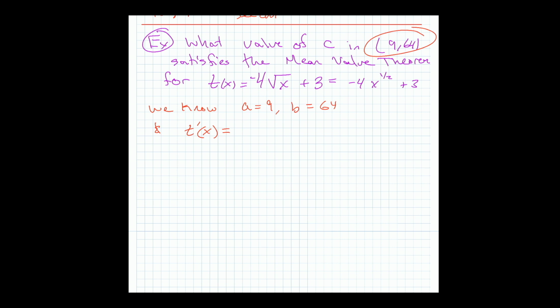So the derivative of t is going to be, you bring the power down in front, so you have negative 4 times 1/2 x to the negative 1/2, and then the derivative of 3 is 0. So you get negative 2 x to the negative 1/2, which is negative 2 over the square root of x. So that's your derivative. All right? So we find the derivative. That should have been our first step. Step 1, find the derivative.